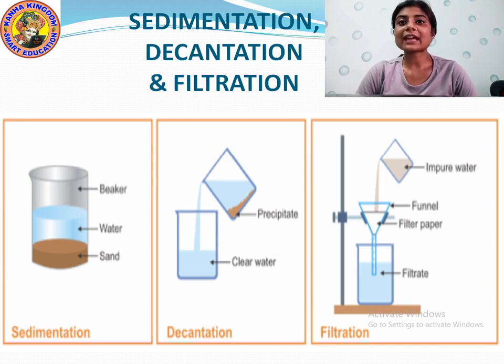And the next one is decantation. That is the process of decantation. And the third one is filtration. So let us read out what these processes are: how can we separate a substance from a solution by the process of filtration, sedimentation and decantation.